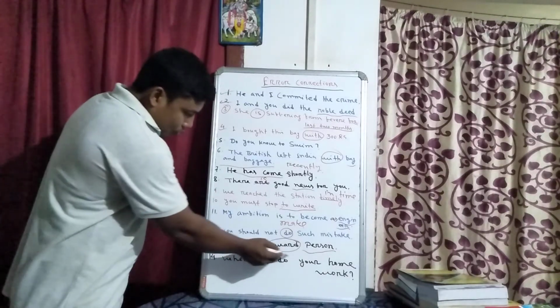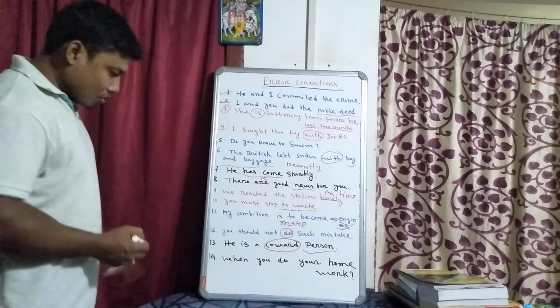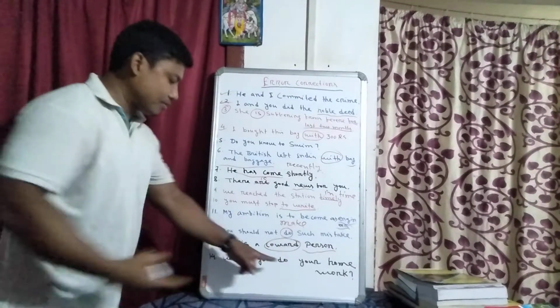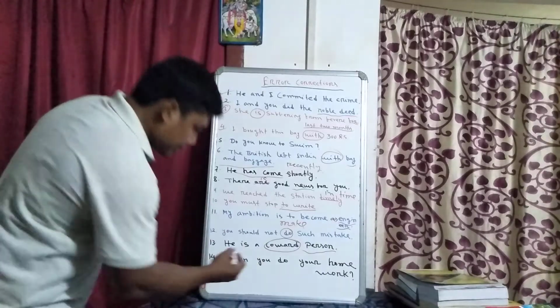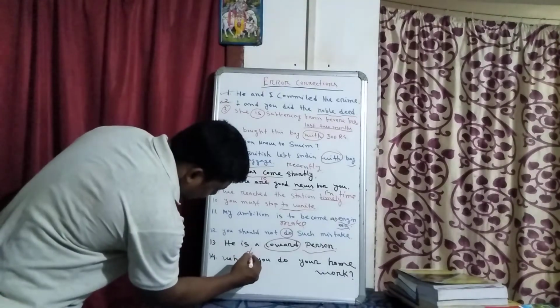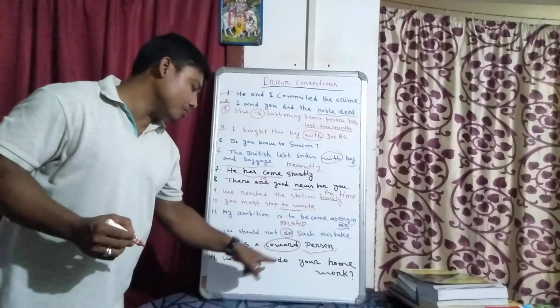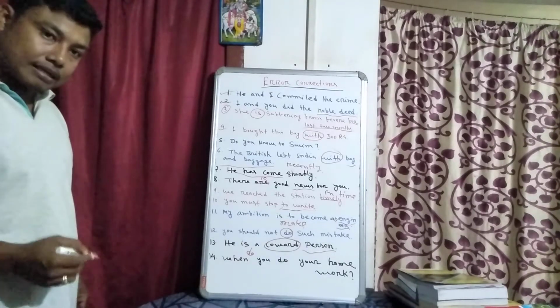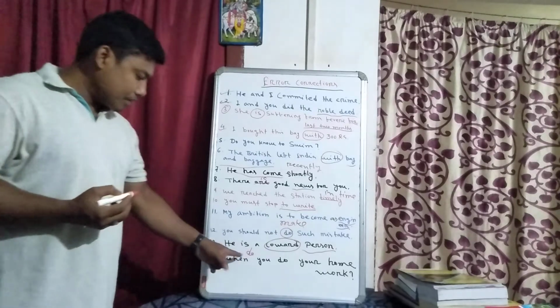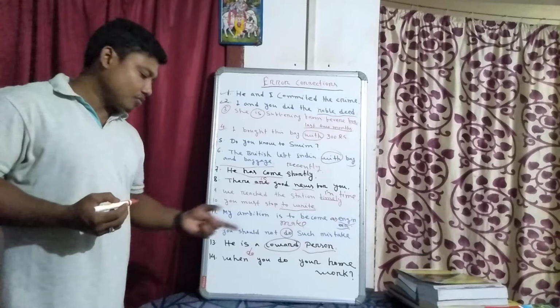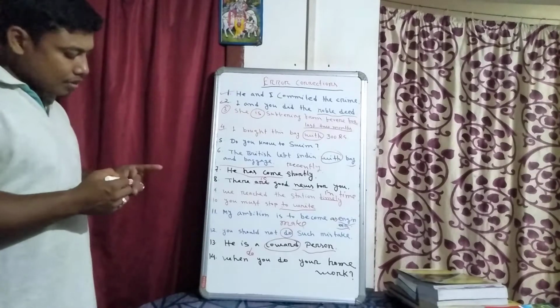Next one, when you do your homework. When you, it is an interrogative sentence. So here this is an interrogative sentence, simple present tense. Okay, so here we have to write do. When do you do your homework. Okay, in this way. Or instead of do, we can also use did to make an interrogative sentence of simple past tense. In this way we have to correct it.